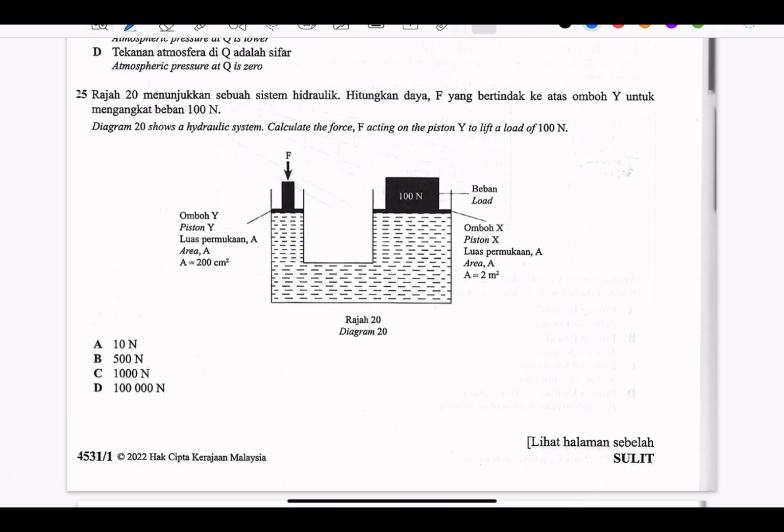Okay, 25, that's a Pascal principle. Calculate the force acting on the piston Y to lift a load of 100 Newton. Pascal's principle states that the pressure is transmitted equally throughout the liquid in an enclosed region. So the pressure over here will be equal to the pressure over here. So P1 equals P2, force over area.